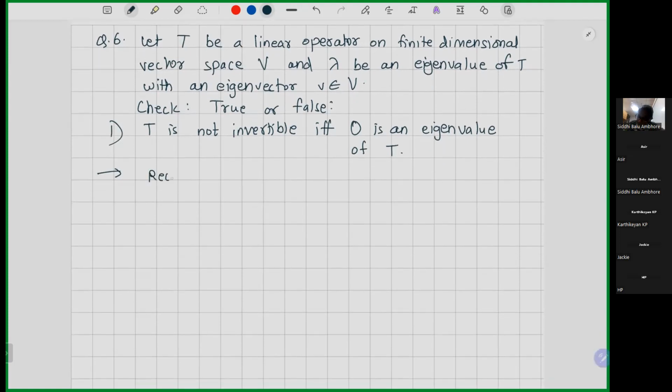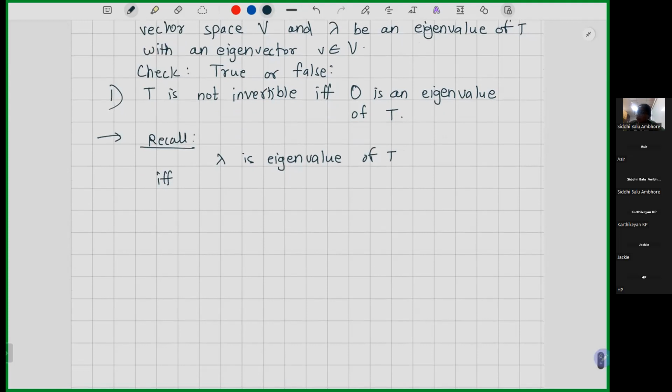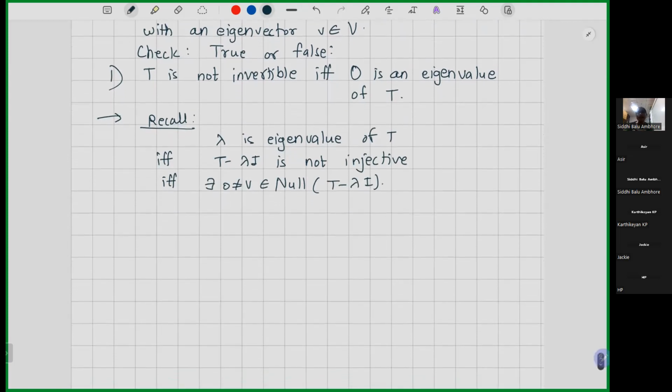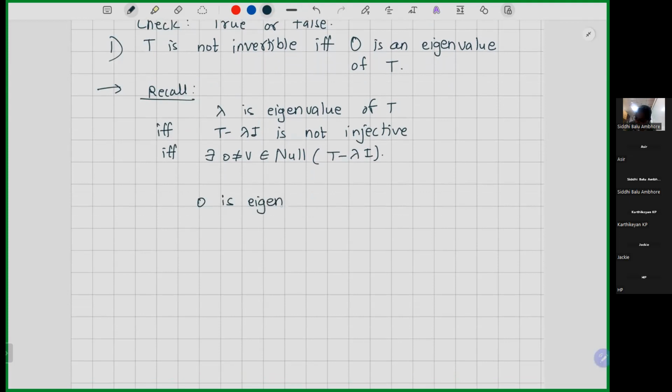We can use the same result which states that lambda is an eigenvalue of T if and only if T minus lambda I is not injective, if and only if there exists a non-zero v in the null space of T minus lambda I. Okay, so we can just use this, because if 0 is an eigenvalue of T, then from the above statement, if and only if T minus 0I, which is anyway T, is not injective.